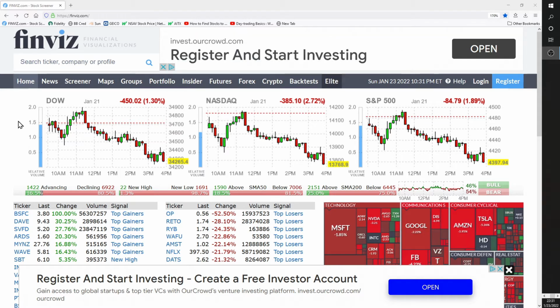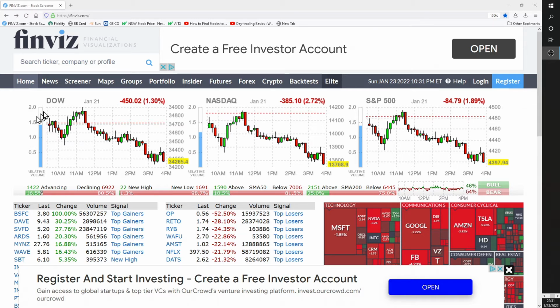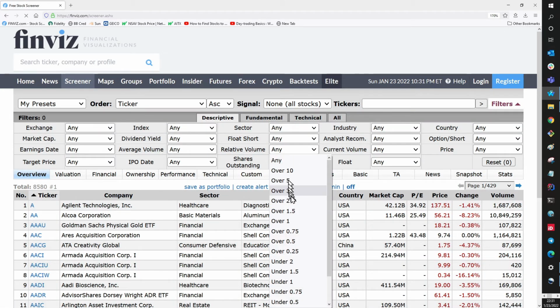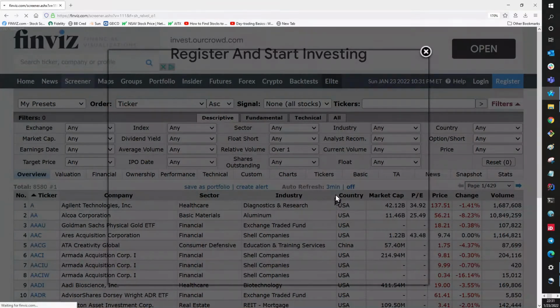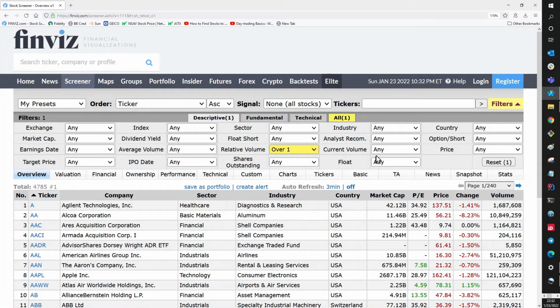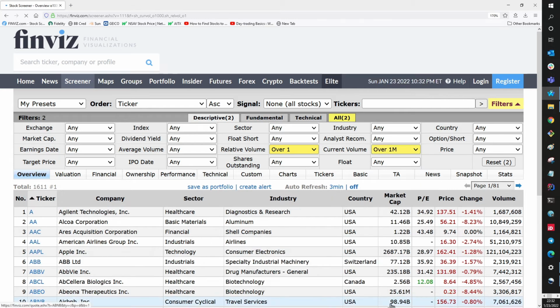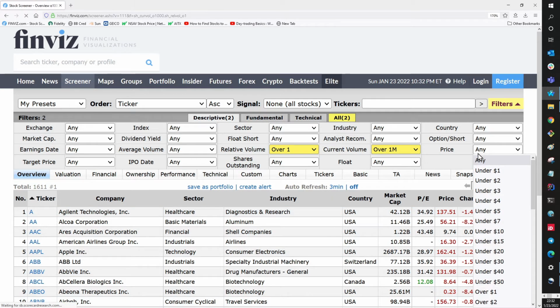So we're back at our starter screen, the stock screener, FinViz. There are other ones and there are better ones, but this was what we started with, so we'll continue here for now. I'm going to click screener. I'll do relative volume of 1.5, current volume over 1 million, and price under $1.